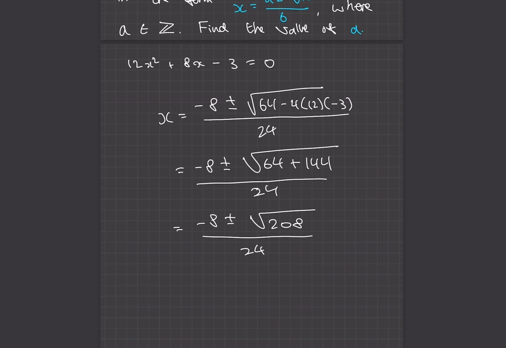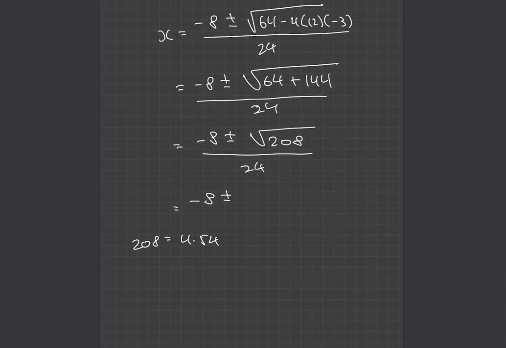Can we divide it by 4? Yes, we can, because that's going to be 52, right? So minus 8 plus or minus. 208 is 4 times 52, which is 8 times 26. And we need it as root 13, so that means we can divide that again. So 16 times 13. That's a nice way to factorize things if you're not quite sure.